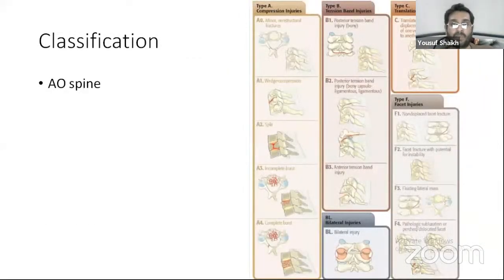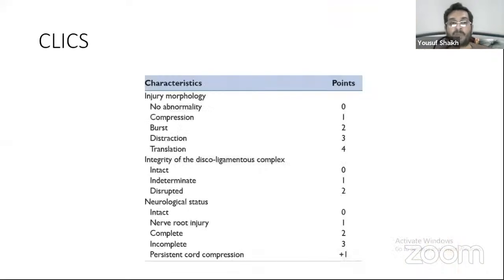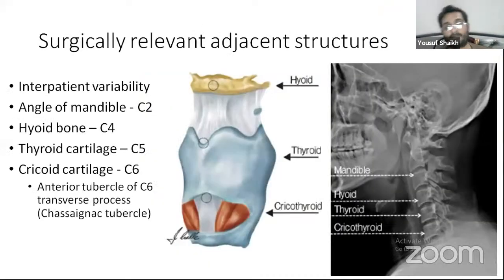Now, I will not be going into the classification that we use for subaxial cervical spine injuries, but it is important that we are aware that there are generally two classifications which are universally used, AO Spine and the cervical spine injury classifications. Now, if we talk about the surgical aspects, most of them will be covered in the coming lecture. But just to give a brief overview, the surgically relevant structures according to the level.